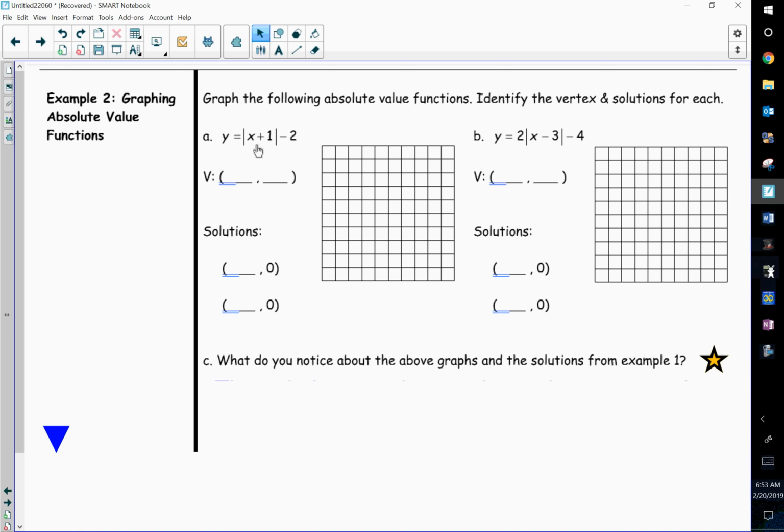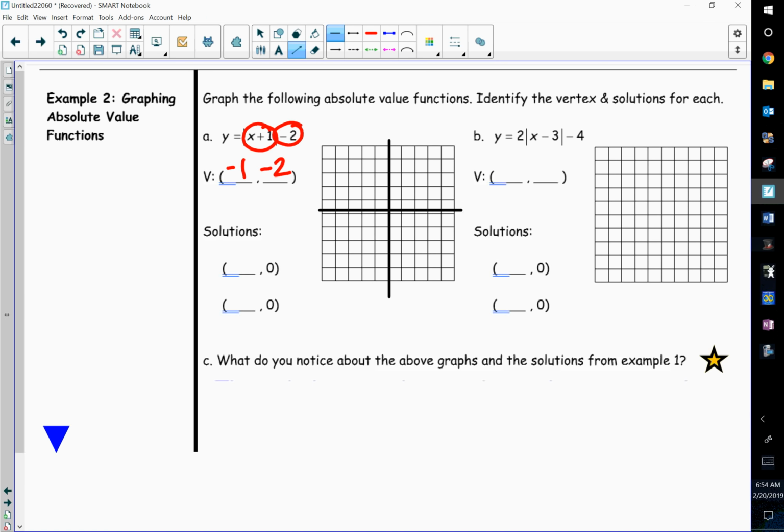So in this problem, you can find the vertex just by noticing the h and the k. So the vertex for this graph is negative 1, negative 2. So if I graph it, the vertex is -1, -2. The slope of this graph, since there's no number in front of the absolute value, is just 1. So I go up 1, over 1, up 1, over 1, up 1, over 1. And then do the same thing on the other side.